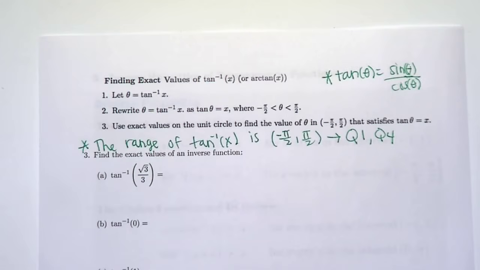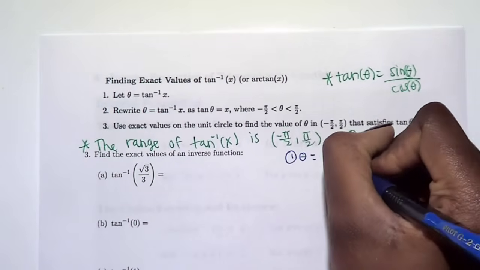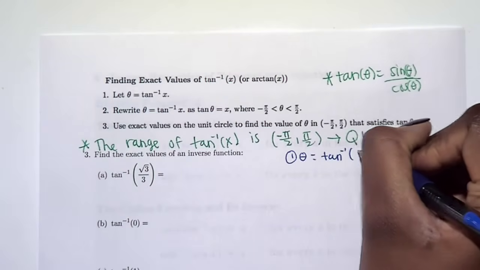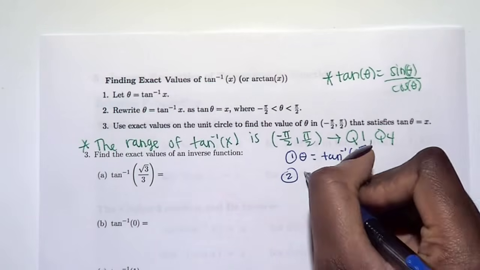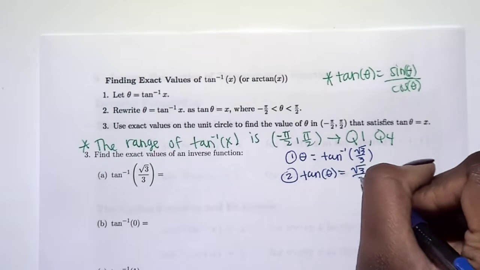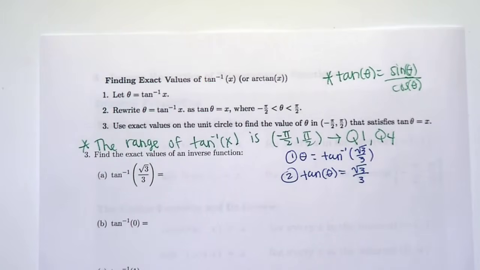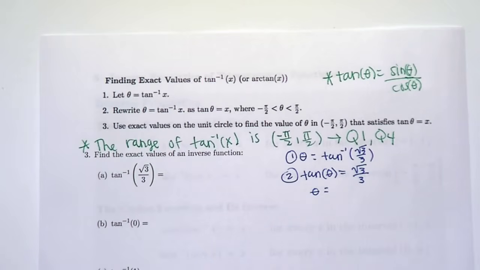Alright, so let's look at the first example, tangent inverse of root 3 over 3. Same process. We know that what we're looking for is an angle, and it's the angle defined by tangent of root 3 over 3. And we need to rewrite this as its inverse. So tangent theta equals root 3 over 3. So we want to find the places on our unit circle, so find our angles where tangent is root 3 over 3.